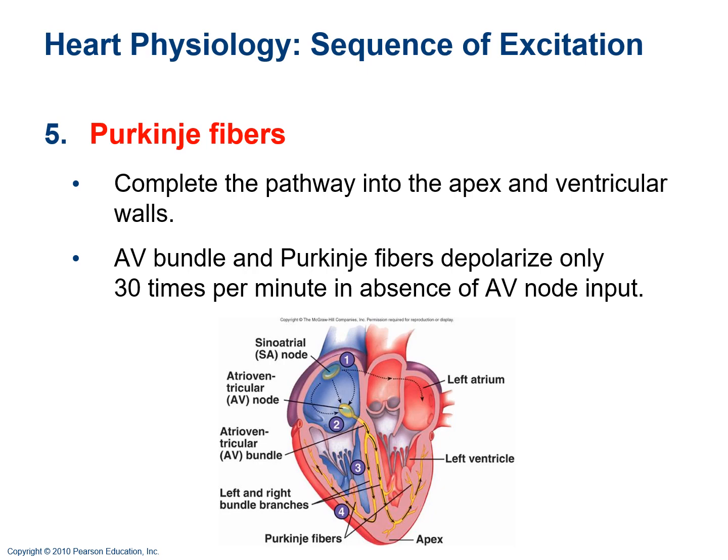The AV bundle, or bundle of His, and the Purkinje fibers depolarize at only 30 times per minute. So if we were to lose AV node input, say the SA node is already damaged, then the AV node gets damaged, the heart would only beat 30 times per minute, which, as you can imagine, would not be sufficient to keep functioning as normal, so there would be physiologic consequences.